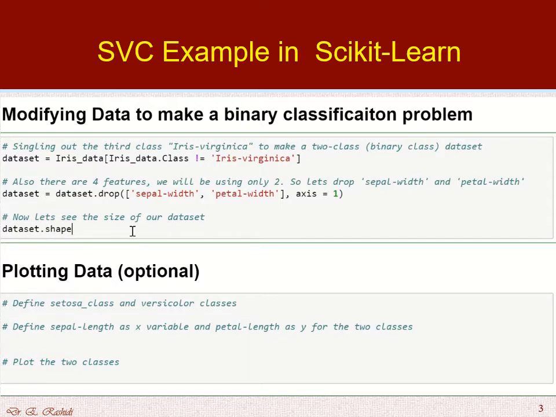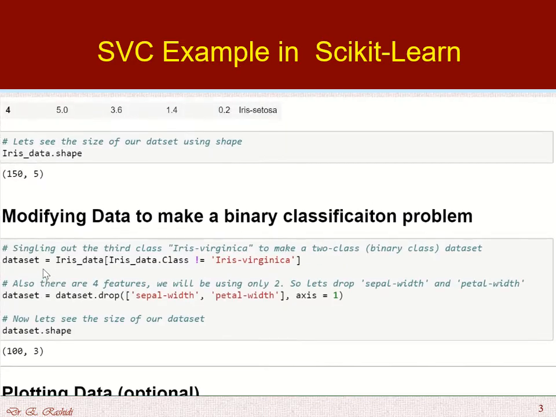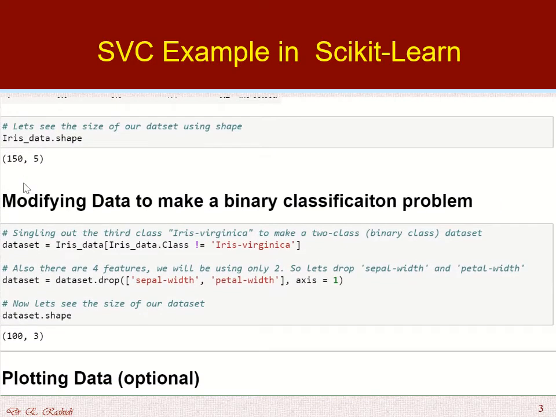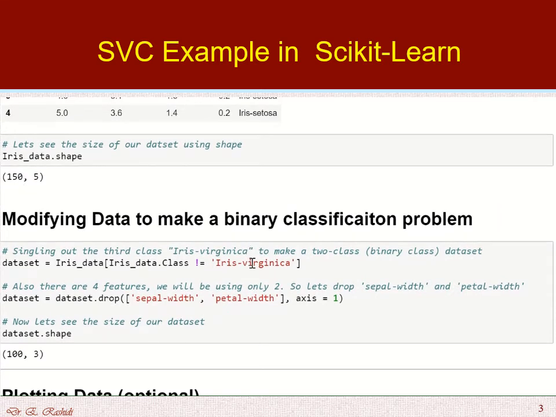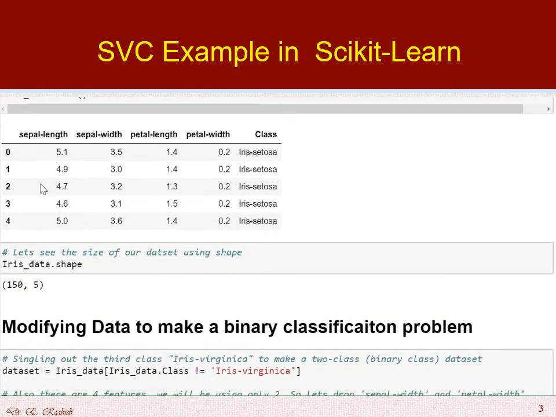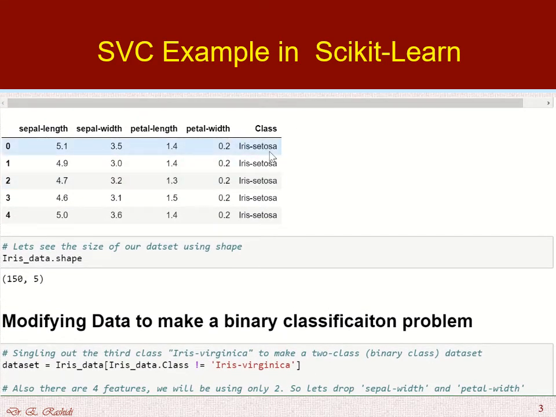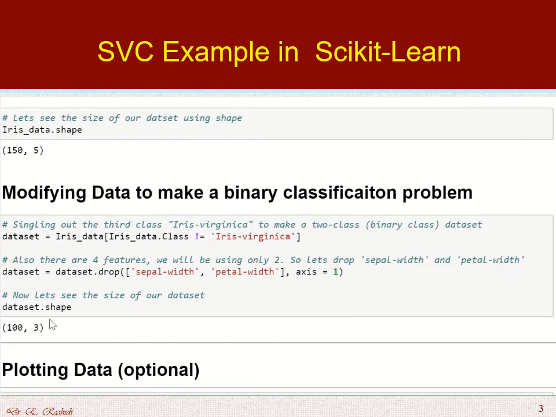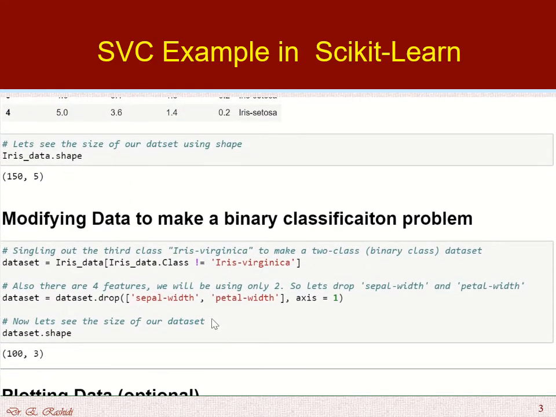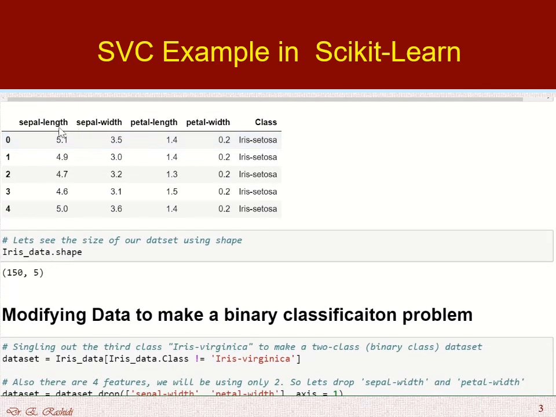See what happened. So we used to have 150 samples of data. 50 of them, that means a third of them, were iris virginica, which we got rid of. So now we don't have that. Also, we used to have 5 variables, 4 features and 1 class variable. Now we got rid of the sepal width and petal width as 2 feature variables. So now we have only 3, which are the sepal length and the petal length and class.